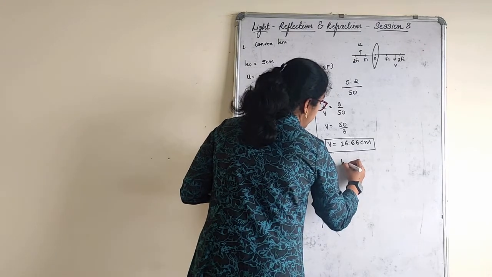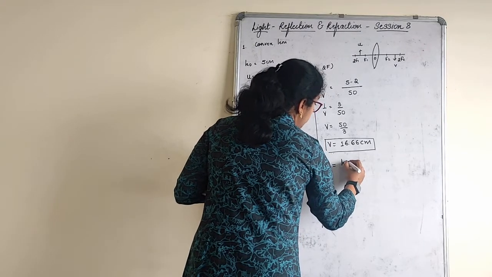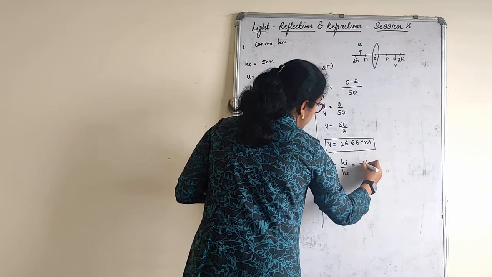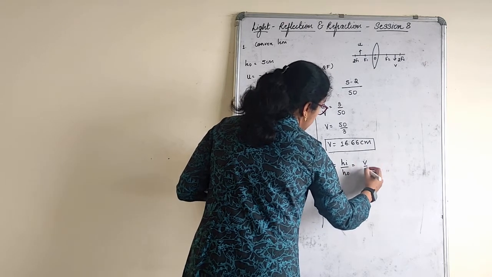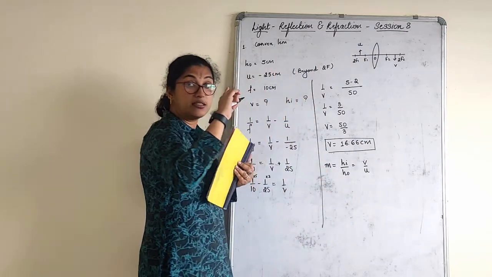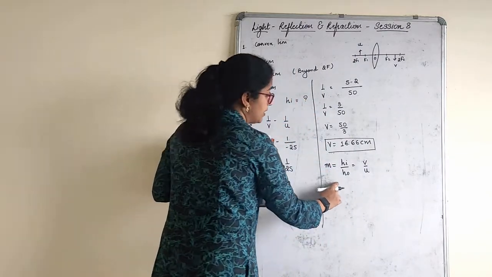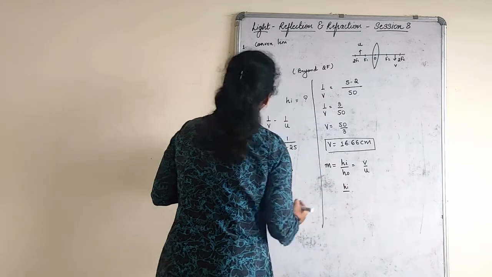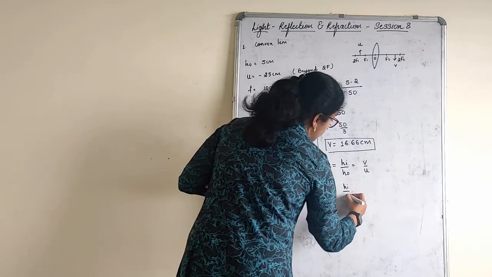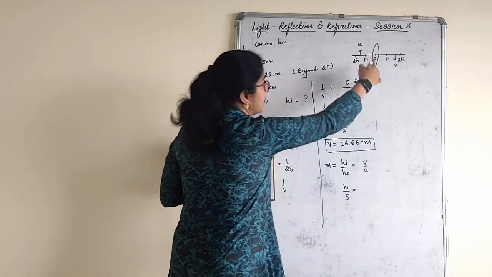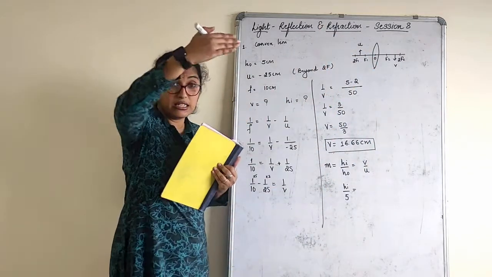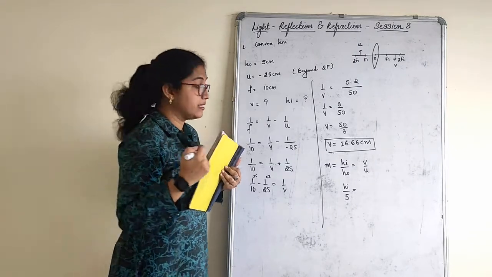Magnification is equal to height of the image divided by height of the object, that is equal to minus v by u, that is equal to v by u. Minus is for the mirror. Now we know these two here. Height of the image divided by height of the object is given as 5. Now tell me, should it be minus or plus, children? It has to be minus. Why? Because it is below the principal axis.